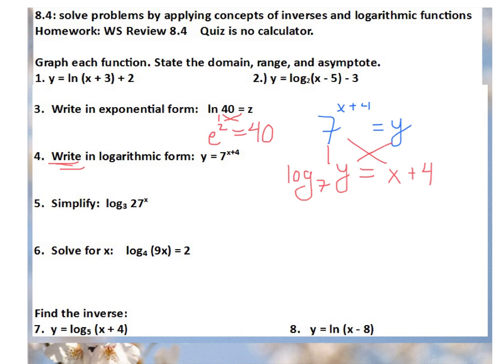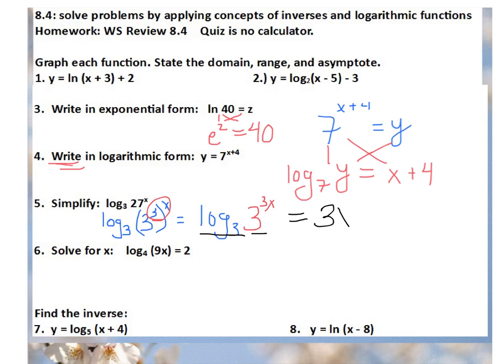Okay, so for number 5, if I can make 27 the same base as the log, and it's 3 to the 3rd, we can simplify. These exponents get multiplied. And now because the log base and the argument base are the same, our answer is just the exponent, which is 3x. Because to simplify here, we're going to say 3 to what power is 3 to the 3x, and that power is 3x.